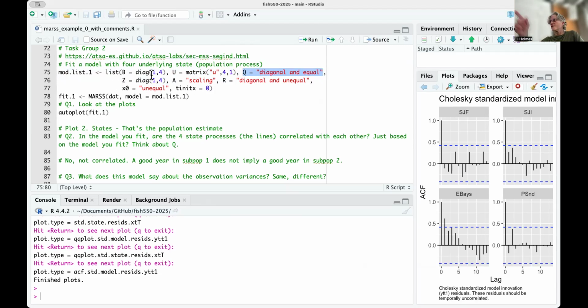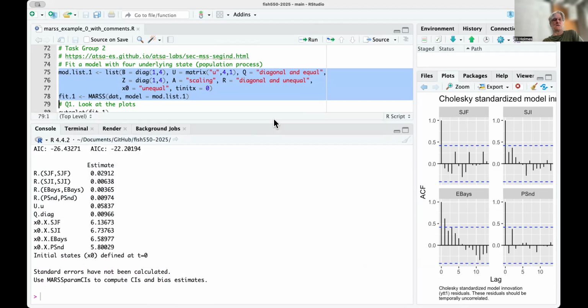Z matrix, it's going to be, you see, that's diagonal there. Scaling, that's just the default. We don't need to care about that. R is our assumption about the observation errors. Here I'm saying it's diagonal. They're independent. Unequal means they have different variances. Let's go ahead and fit that.